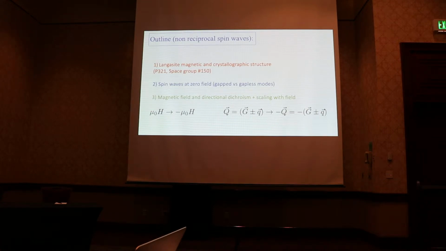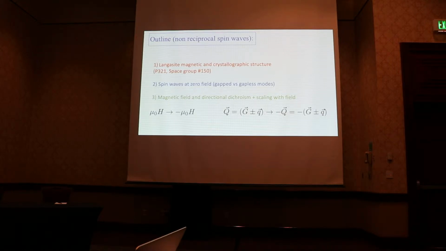This is the outline of my talk today. There are three things that I want to go through here. First, I want to talk about the magnetic and crystallographic structure. I'm going to run through this quickly because of time constraints. This material is called langasite. And then second, I'm going to go over what the spin excitations look like in zero magnetic field.